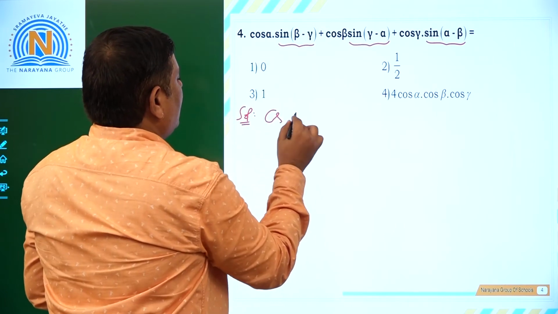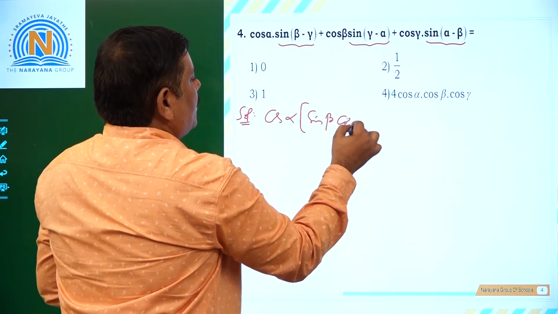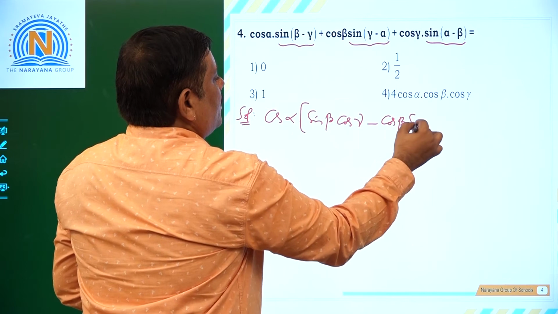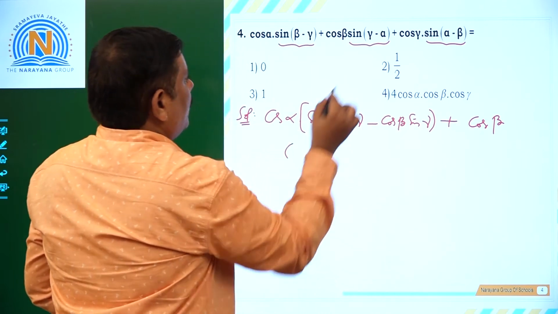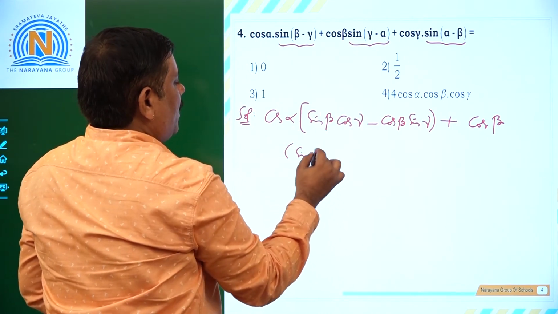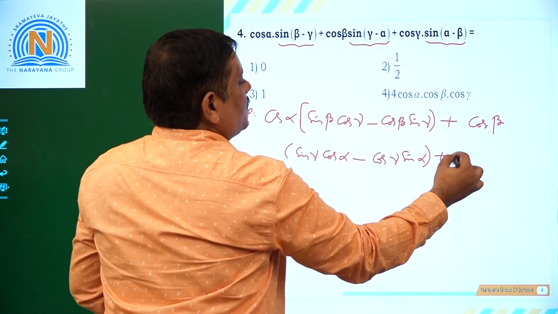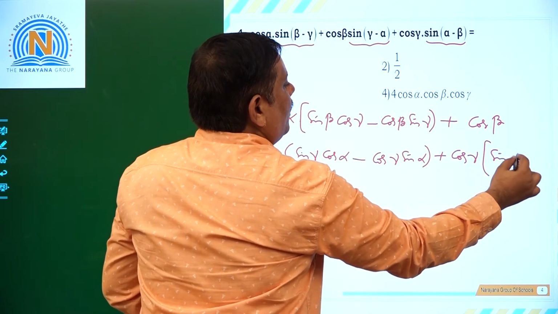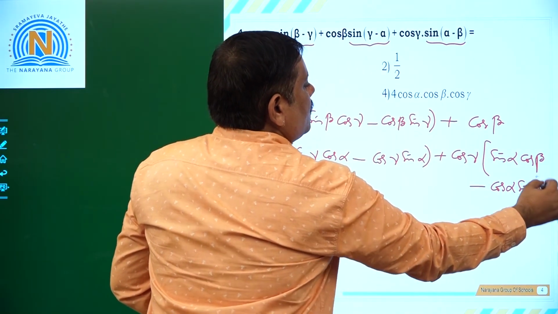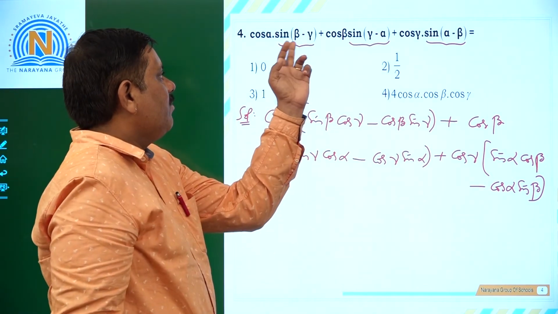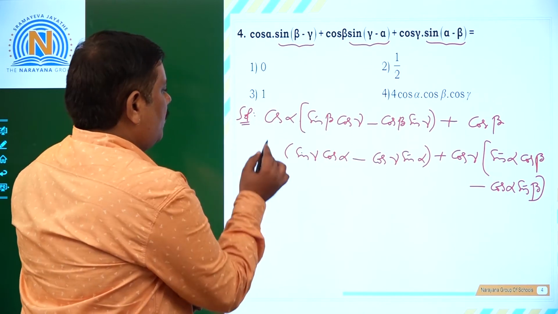Let us write it. Cos alpha into sin beta minus gamma, that is given by sin beta cos gamma minus cos beta sin gamma. Plus cos beta times sin gamma minus alpha, that is sin gamma cos alpha minus cos gamma sin alpha. Plus cos gamma times sin alpha cos beta minus cos alpha sin beta. So here what we are using? We are using the expansions of sin beta minus gamma, sin gamma minus alpha, sin alpha minus beta.